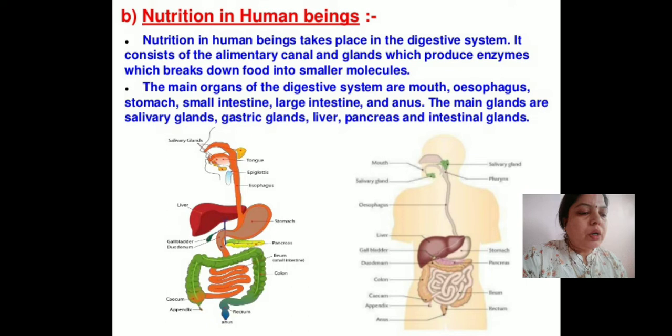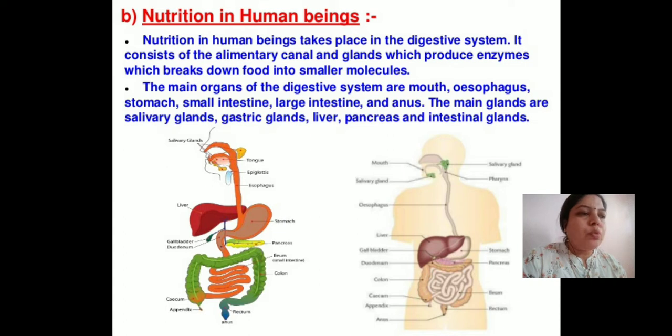Food cannot be utilized by our body in its original form. So it is very necessary to break down the food material and convert it into simple substances. This process of conversion of complex food substances into simple absorbable forms is known as the process of digestion. I am going to repeat the definition of digestion. The process of conversion of complex food substances into simple absorbable forms is known as digestion.